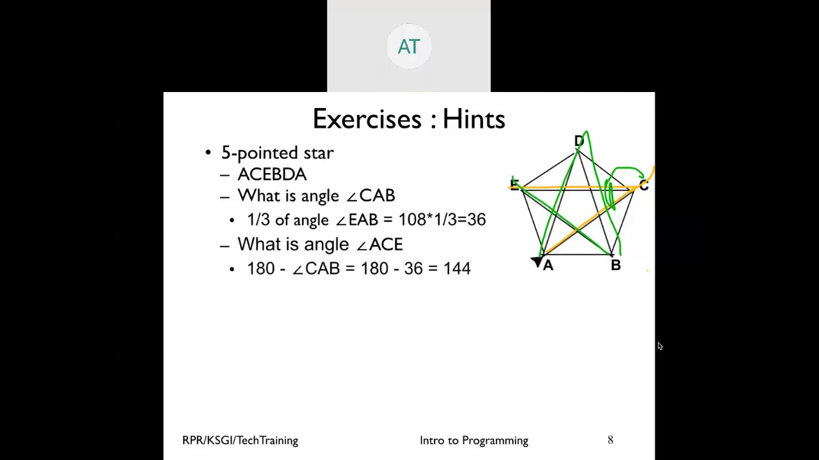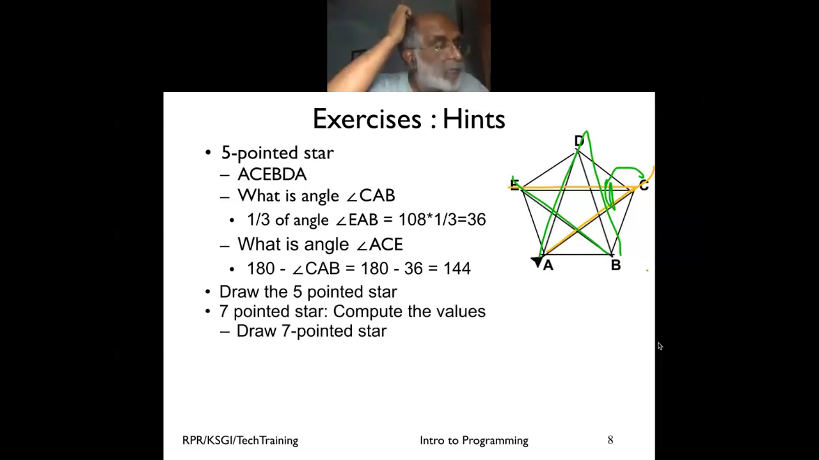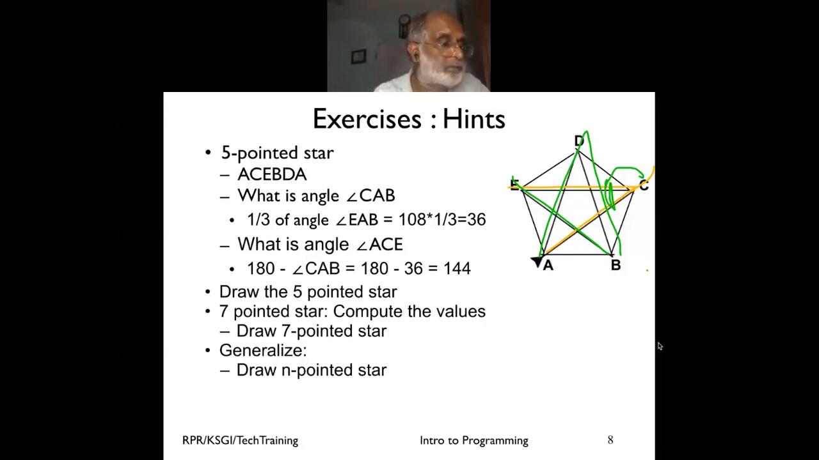Or you can look at it this way. So with this you can draw the 5-pointed star. If you need to draw a 7-pointed star, how do you proceed? Or draw a 9-pointed star? Now let me tell you how to look at the logic and generalize.